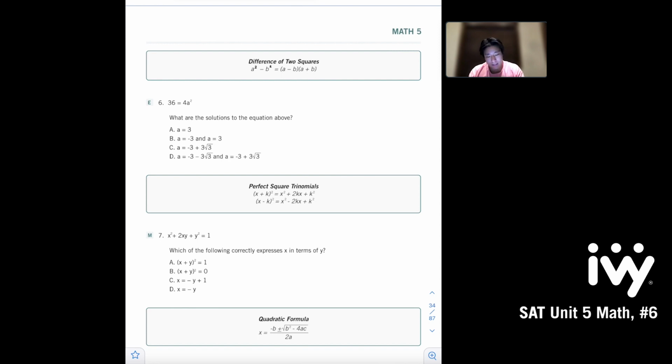So looking at question 6, we're looking for the solutions for this equation. Let's go ahead and try and set this up into something of the form a squared minus b squared. So what we're going to do is subtract 36 from both sides. So we get 0 equals 4a squared minus 36.